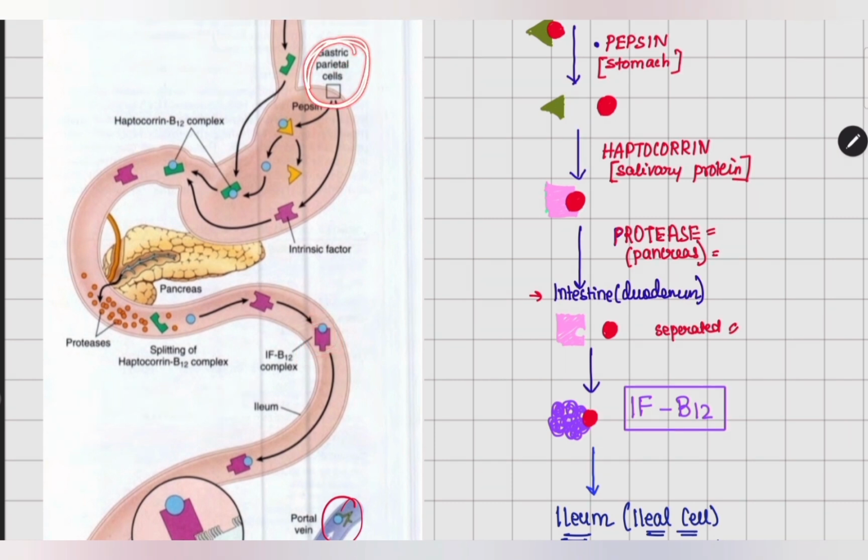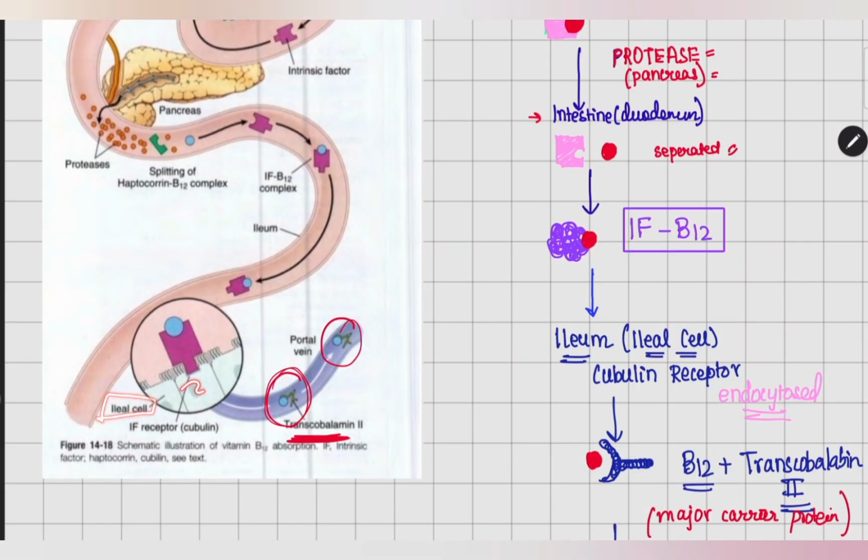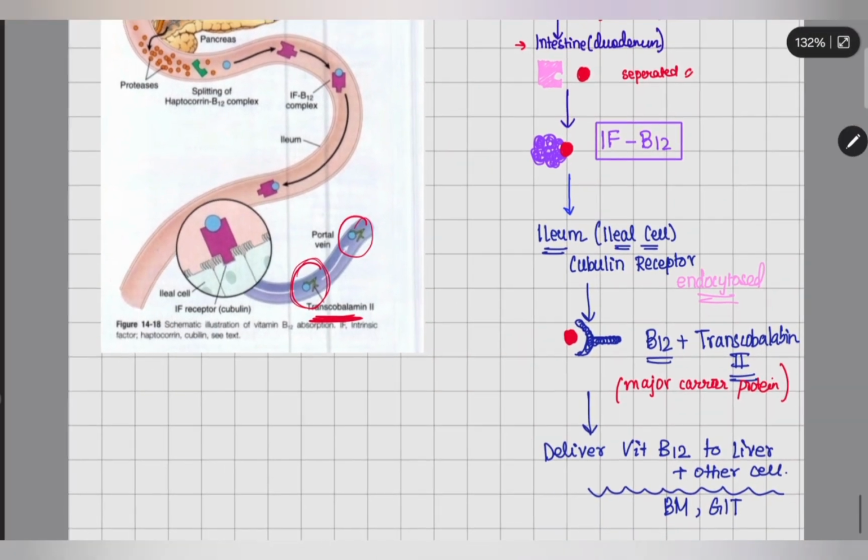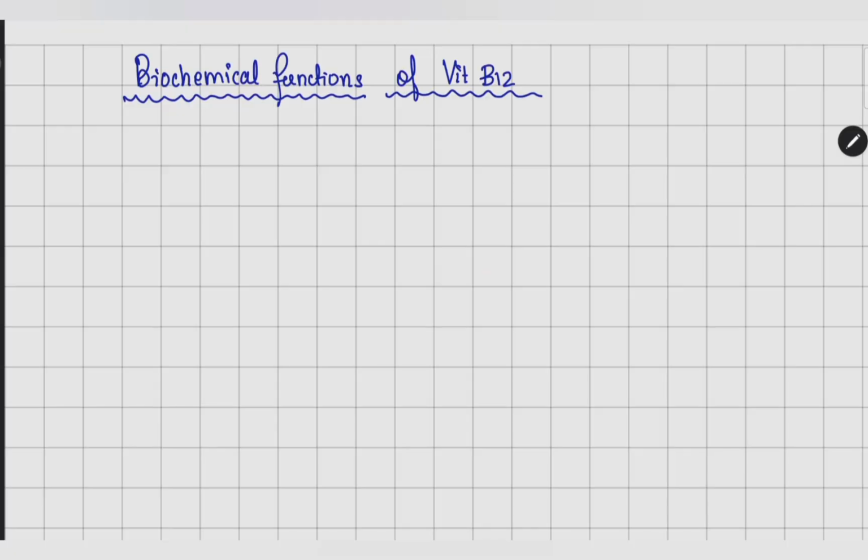stomach, and they will move together to the ileum and attach to the tubulin receptor. Here the B12 is endocytosed and then it is further attached to a major carrier protein known as transcobalamin 2. This transcobalamin helps to deliver the vitamin B12 to other places. Now what are the biochemical functions of vitamin B12?